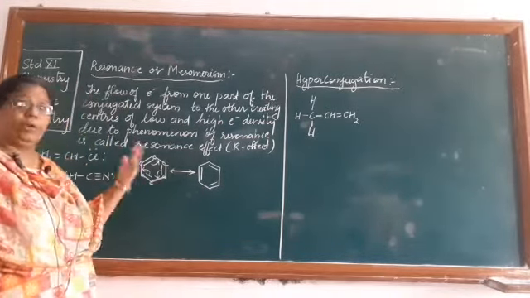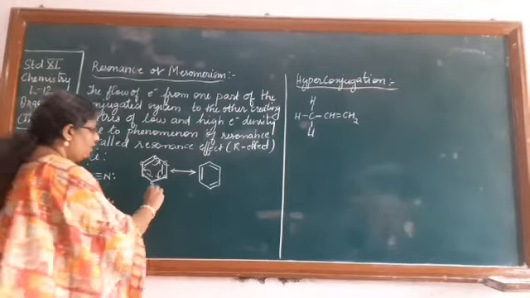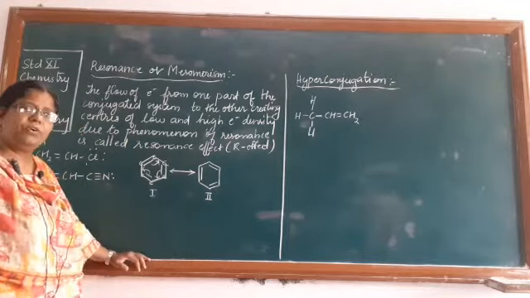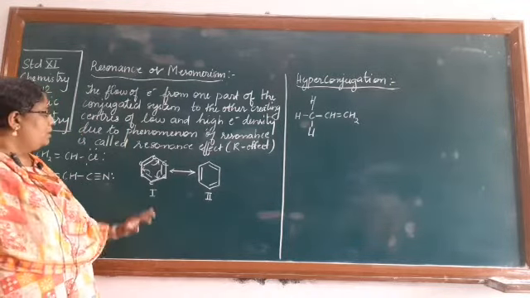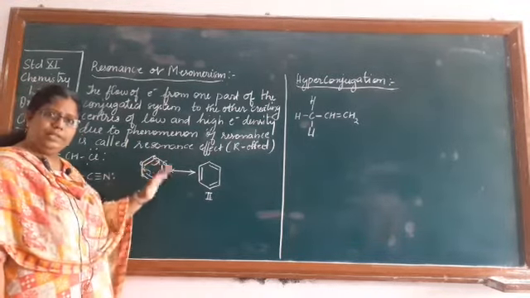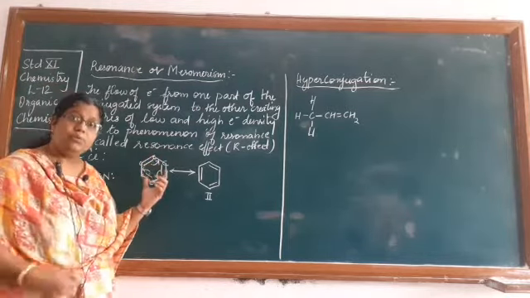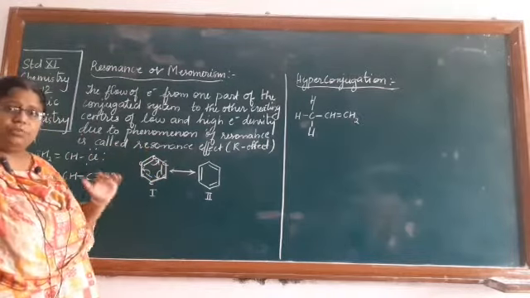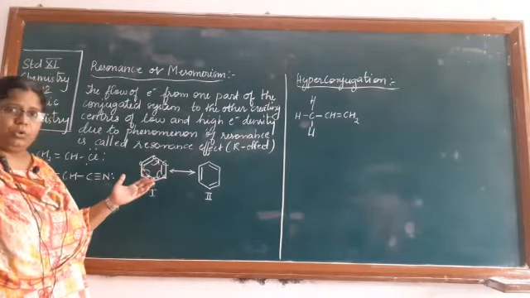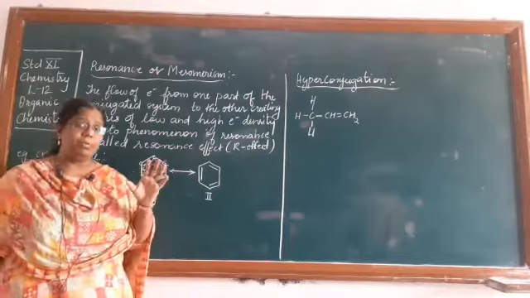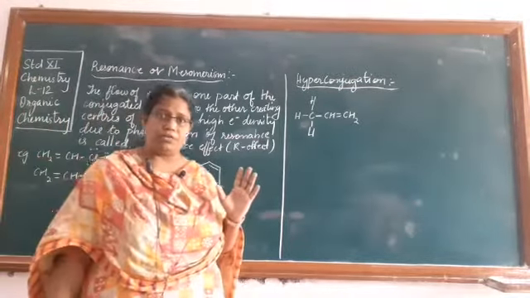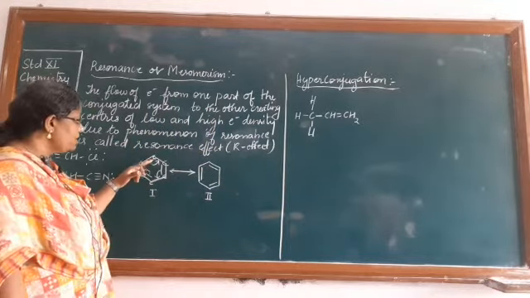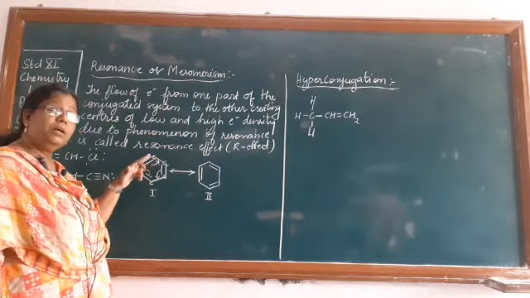Or canonical structures. This is the first structure possible for benzene. This is the second structure possible for benzene. So the electrons are continuously moving, and which electrons are moving? Pi electrons are moving. In a double bond, we say that one is a sigma bond and one is a pi bond. The pi bond is formed by lateral overlap of the electrons. So there is an electron cloud which is being formed. So these electrons which are moving are the pi electrons.